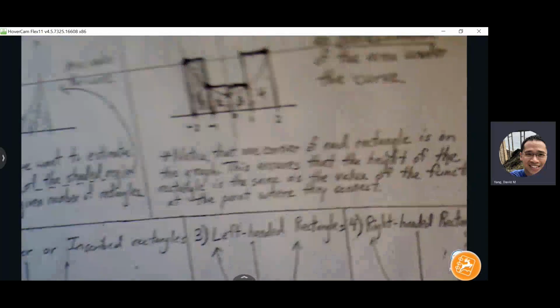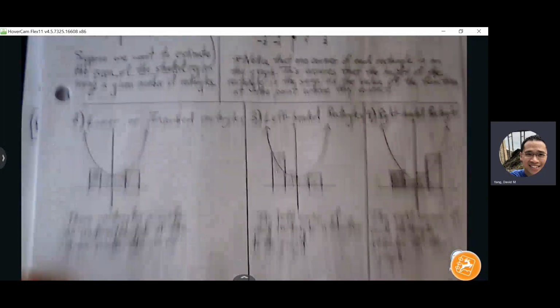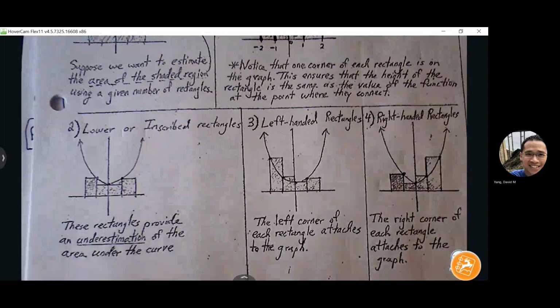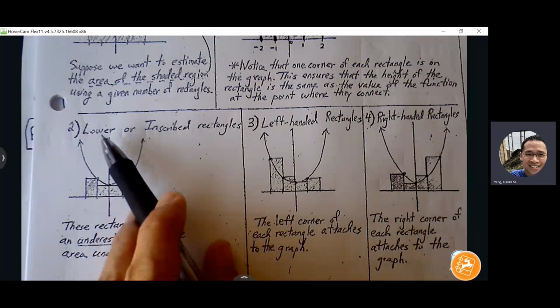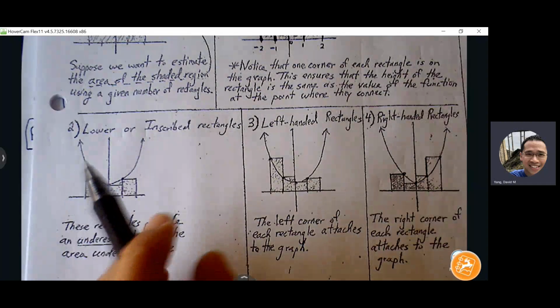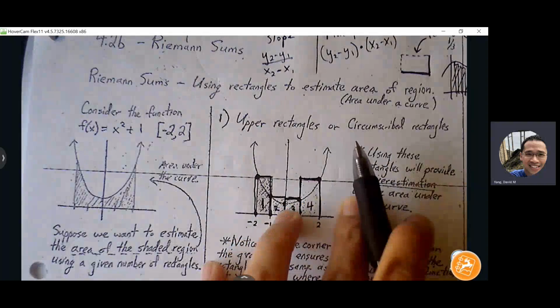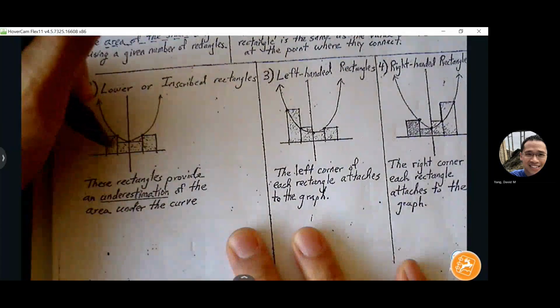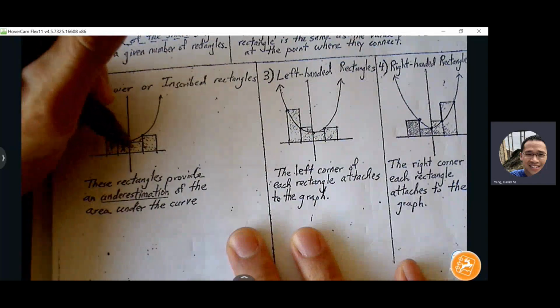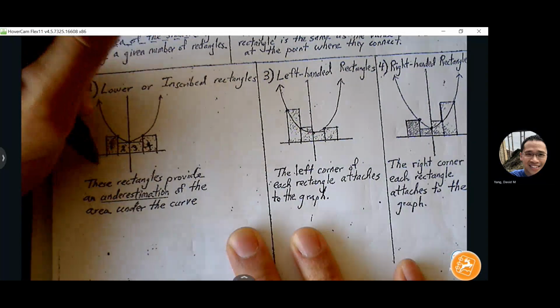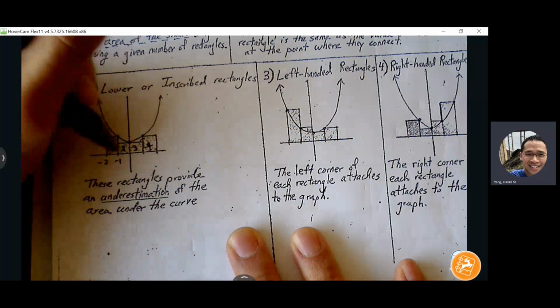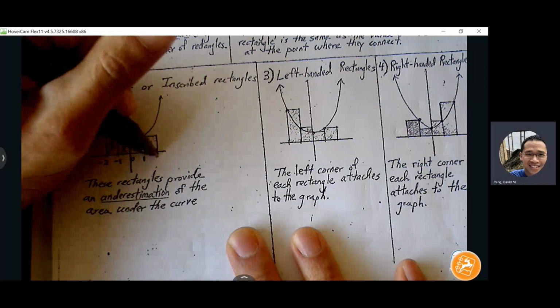Okay, so now let's talk about the same region, but now we want to guarantee an under approximation. We call this lower or inscribed rectangles rather than upper or circumscribed rectangles. Again, I'll name each of these rectangles 1, 2, 3, and 4. And again, we'll make it easy, make it all go in increments of 1.